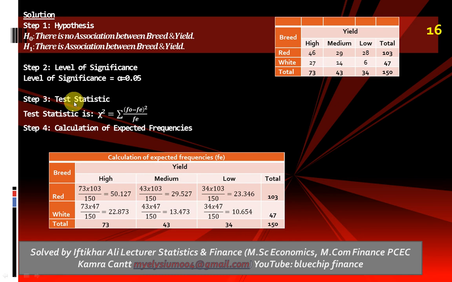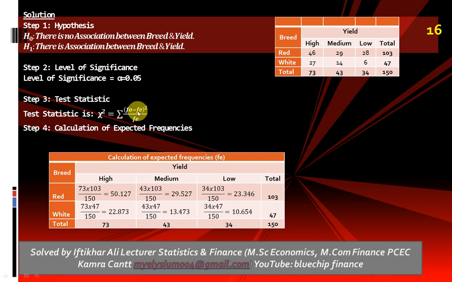Third thing is the test statistic. So the test statistic is simply the formula for chi-square, which is equal to the sum of observed frequency minus expected frequency, squared, divided by expected frequency. That is the formula for chi-square. And step number 4, calculation of expected frequencies. Because observed frequencies are given here, these are observed frequencies excluding total. Excluding total, there are 6 observed frequencies: 46, 29, 28, 27, 14 and 6.